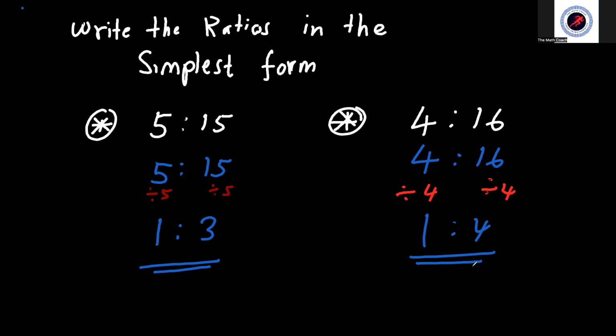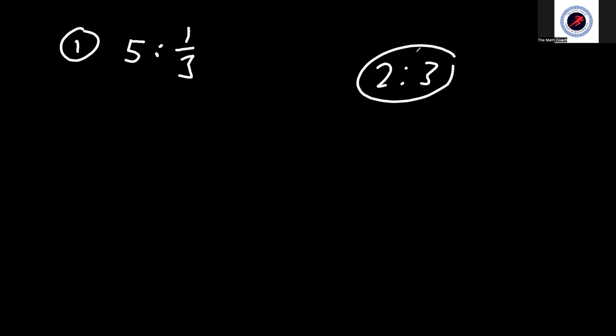So that's a small recap of the ratios. But today we're going to learn about fractional ratios and how to simplify them. So let's start with the first one. The first one we have 5 is to 1/3. You should simplify this into the form of, for example, 2 is to 3, like this.